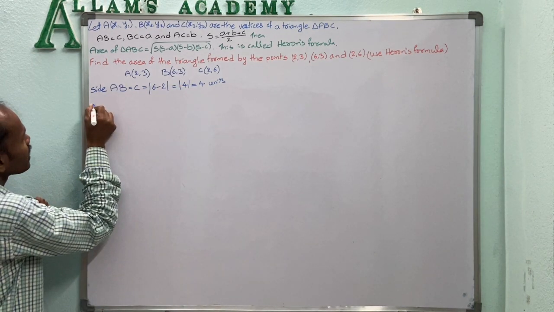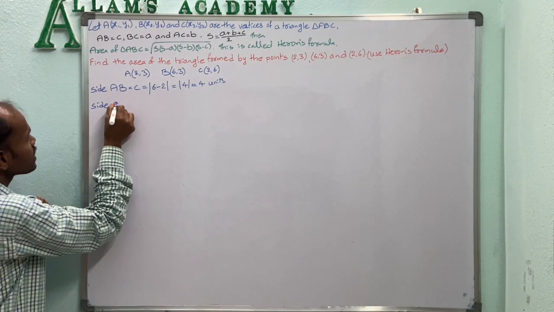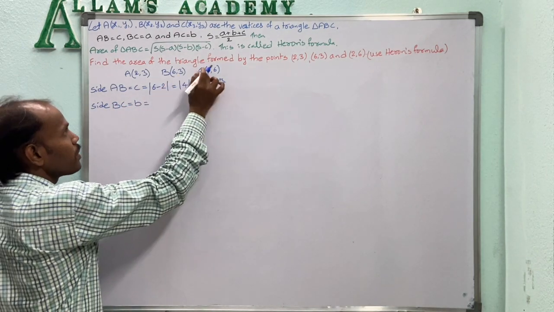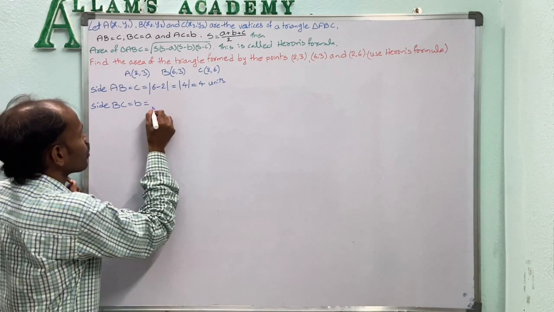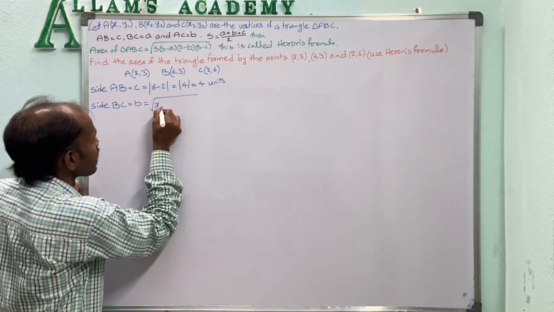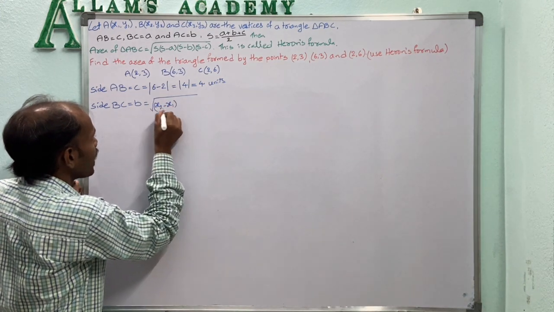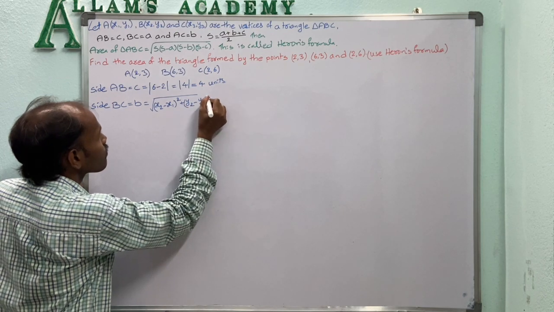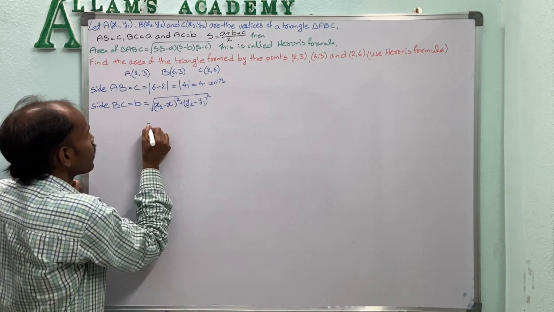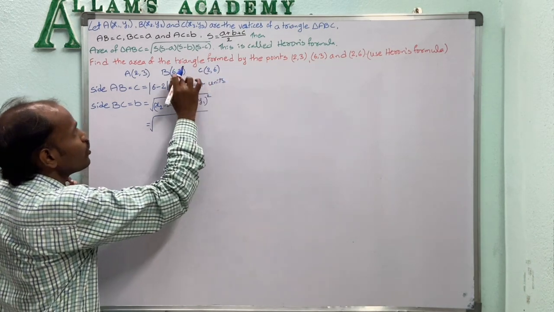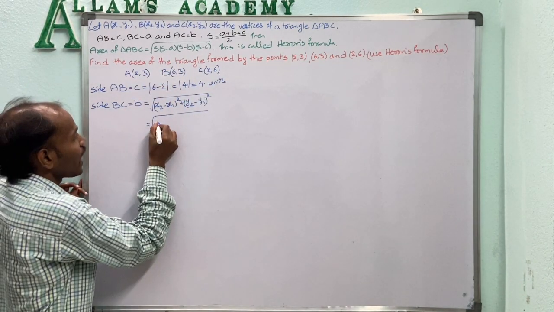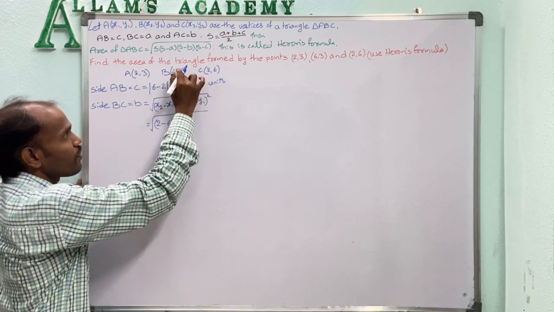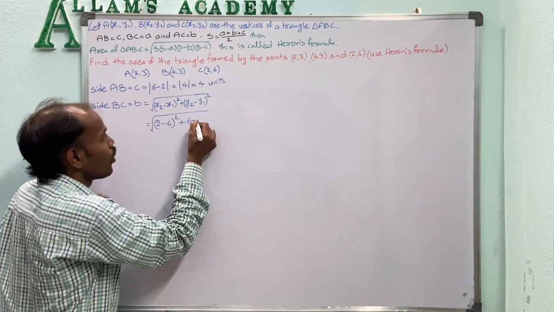Next, the side length BC, that indicates a. So the distance between any two points is equal to the square root of (x2 minus x1) whole squared plus (y2 minus y1) whole squared. So here x2 value is 2, x1 value is 6. So the square root of (2 minus 6) whole squared plus (6 minus 3) whole squared.